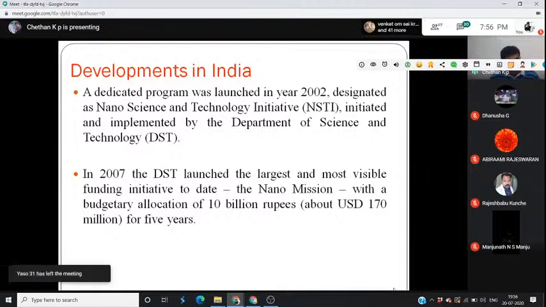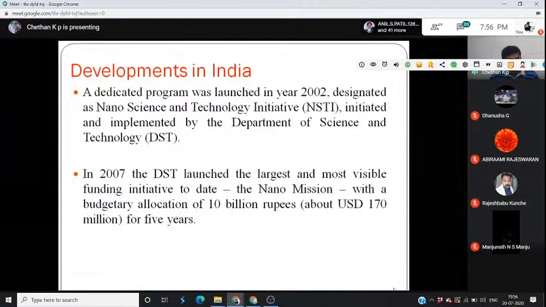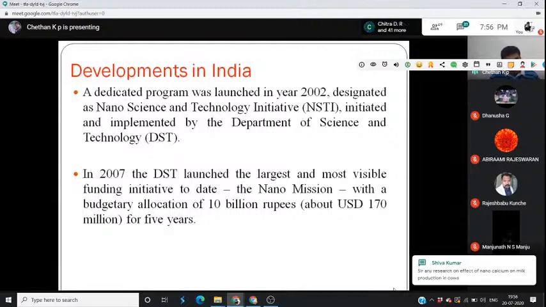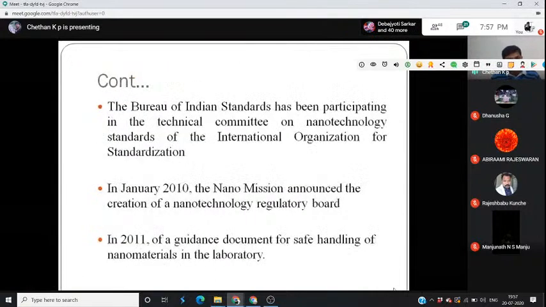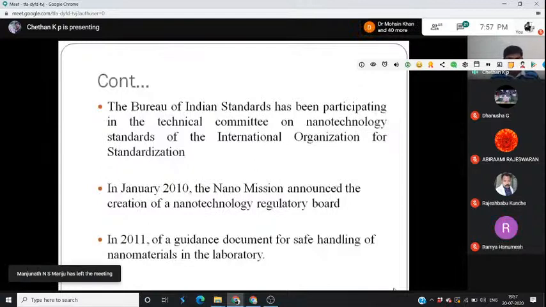In the year 2007, the DST launched the largest and most visible funding initiative to date. That project is called the Nano Mission, with a budgetary allocation of 10 billion rupees, which amounts to $170 million US dollars for 5 years. And the Bureau of Indian Standards has been participating in the Technical Committee on Nanotechnology Standards of the International Organization for Standardization. So to adapt for India, it is participating all over the world.